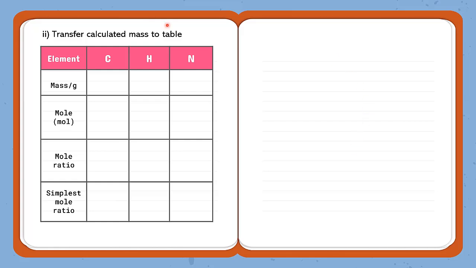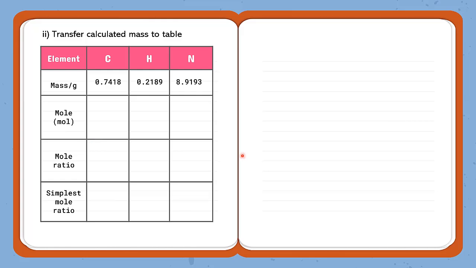Next step is going to be tabulation of data. Make sure that you have all the 5 components: element, mass, mole, mole ratio, and also simplest mole ratio in your table. So your compound A got 3 elements, carbon, hydrogen, and nitrogen. So you need to add 3 more columns. The one in here we call row, this one is column. So add 3 more columns. Simply transfer the mass calculated in the previous page to your table. Make sure that you include the unit preferably at the first column here to save some space.